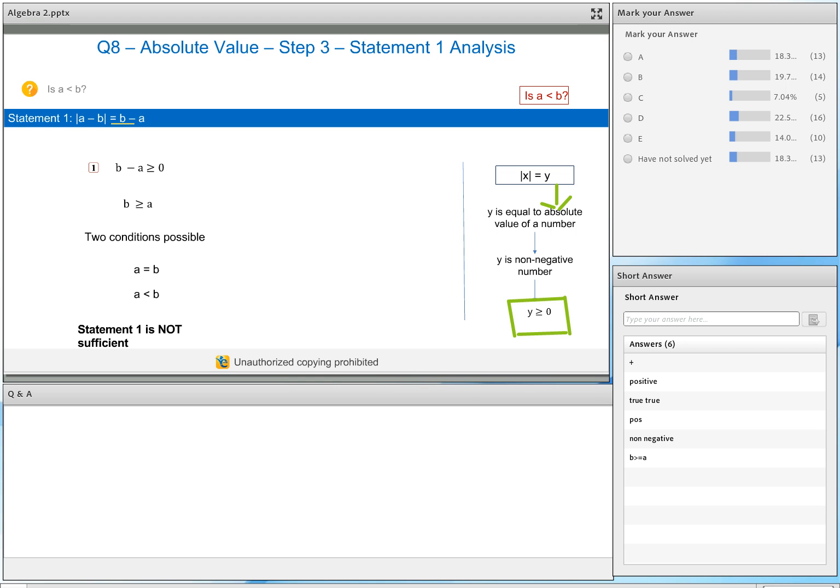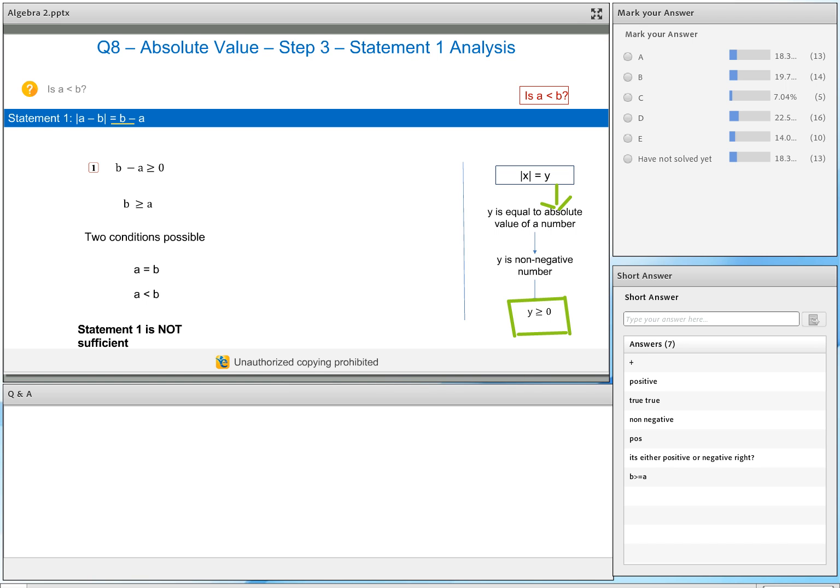Now for those of you who selected choices A or D, you made a mistake thinking that mod of a number is a positive number. You didn't consider the case that B can be equal to A as well, when mod of a number is equal to 0. So again, this one is a simple conceptual error.